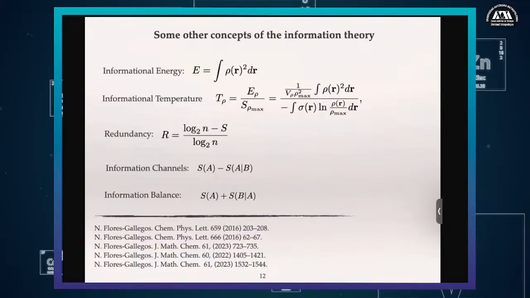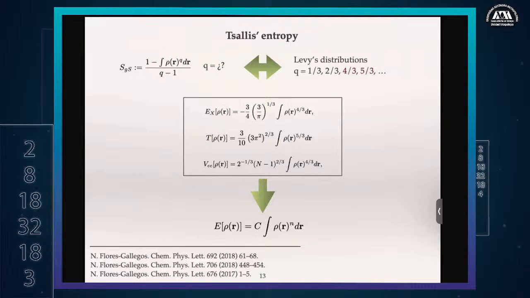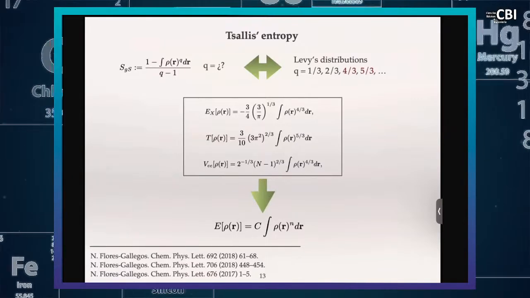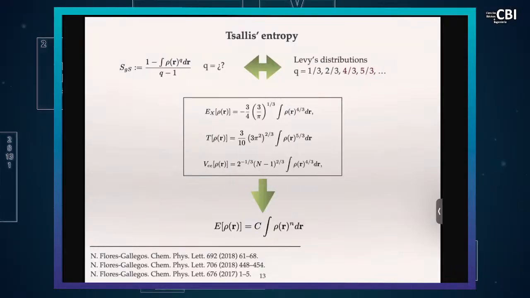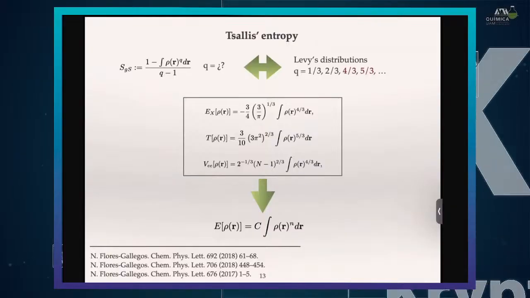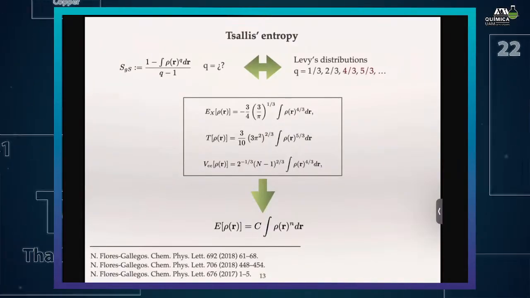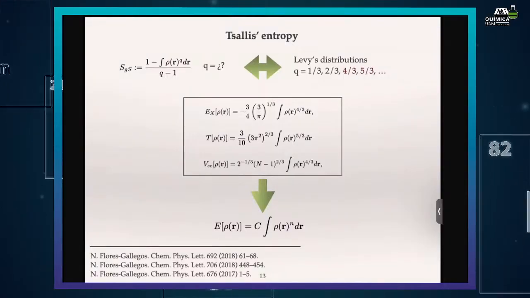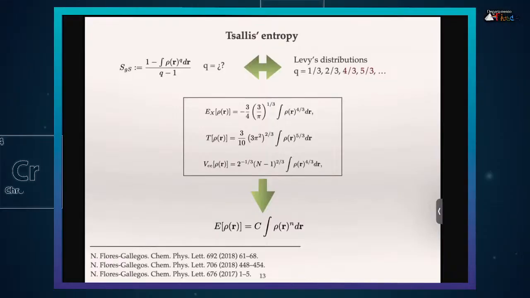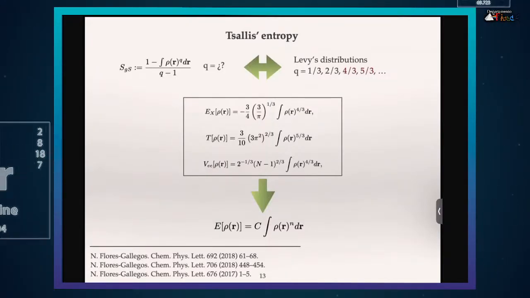Now, there is another field of information theory in which one of the main characteristics is the generalized entropies. Perhaps the most famous definition of generalized entropy is the Tsallis entropy. One of the problems of the Tsallis entropy is that this expression depends on the q parameter, and we don't know what it is.